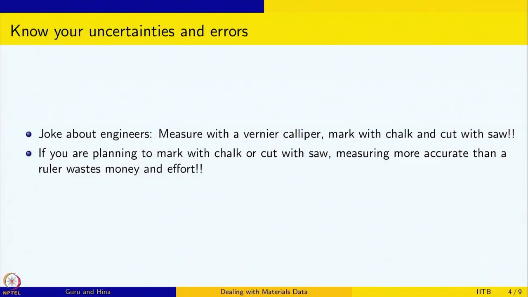There is a joke about engineers which says that you measure with a vernier caliper, mark with a chalk and cut with a saw. So, if you are planning to mark with a chalk or cut with a saw, you should not be measuring using a vernier caliper, just a ruler will do. In other words, when you are doing experiments, you should know the different errors that you are going to encounter. And so, if it is not meaningful for you to measure something very, very accurately, because you later know that something else is going to mar that accuracy, then you can save yourself lots of time, effort, money by doing things only up to the required accuracy and precision. So, this is very, very important.